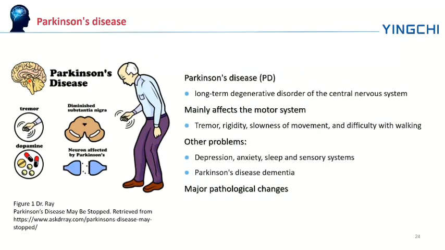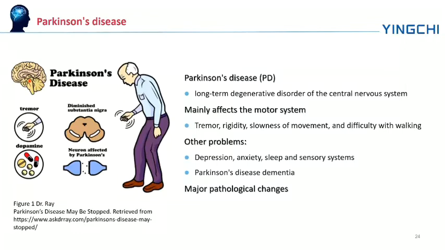Parkinson's disease is also a degenerative disorder of the central nervous system, and it is a long-term disorder. The main effects are on the motor system. The patients may have tremor, rigidity, slowness of movement, and difficulty with walking. They may also develop other problems, such as depression, anxiety, and some problems of sleep and sensory systems. In a more advanced stage, the patients may develop Parkinson's disease dementia.